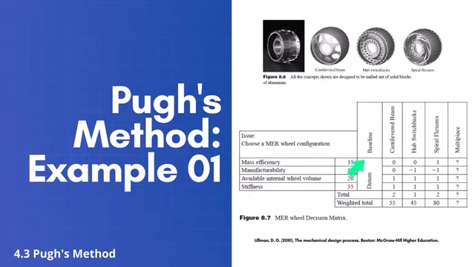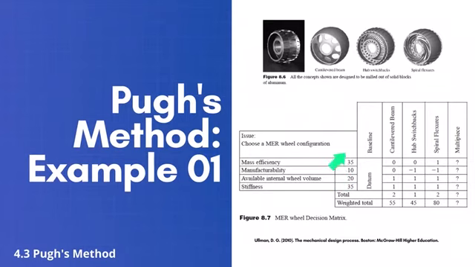So here we have the weightage or the importance of these criteria. Let's say we look here. For the mass efficiency, the importance or the weightage is 35. For manufacturability, the importance or the weightage is 10. For the available internal wheel volume it is 20. And then for the stiffness, the importance or the weightage is 35.